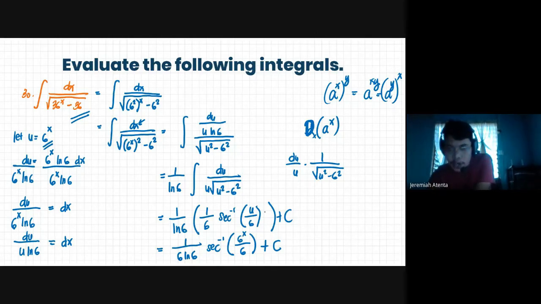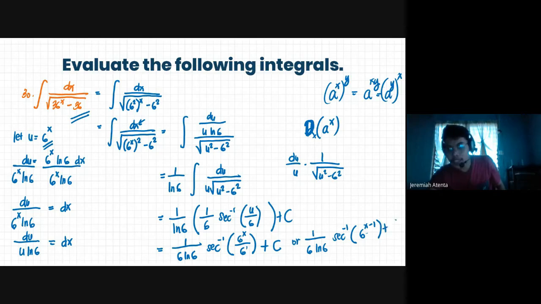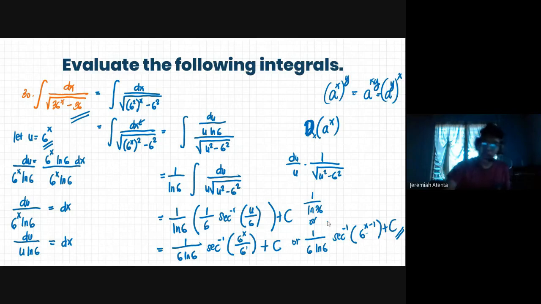Ayan. You can have this as your final answer, or pwede siya because they have the same base, pwede nating i-minus yung exponents. Di ba may 1 yan, imaginary 1. This will become 1 over 6 ln 6 secant inverse of 6 raised to x minus 1. Ayan, plus c. The same lang yan. Ito ngang 1 over 6 ln 6, pwede nyo siyang i-write as 1 over ln 36. Yeah, they are just the same. Pero pwede na to as your final answer.